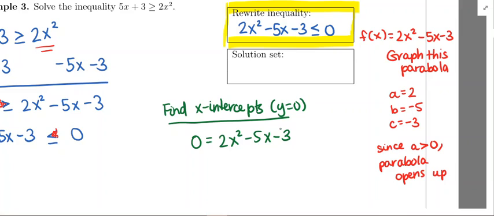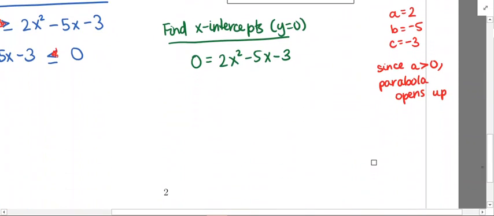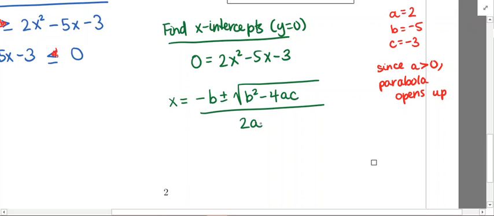We need to solve this quadratic equation in order to get the x-intercepts. It is your call whether you factor or you use the quadratic formula. I will use the quadratic formula here just for practice. We know our a, b, and c, and we need to plug them into the quadratic formula, which is x equals negative b plus or minus the square root of b squared minus 4ac, all over 2a. If you're not good at factoring, just use the quadratic formula. The quadratic formula always works. There are certain situations where factoring does not, so the quadratic formula is always an option.